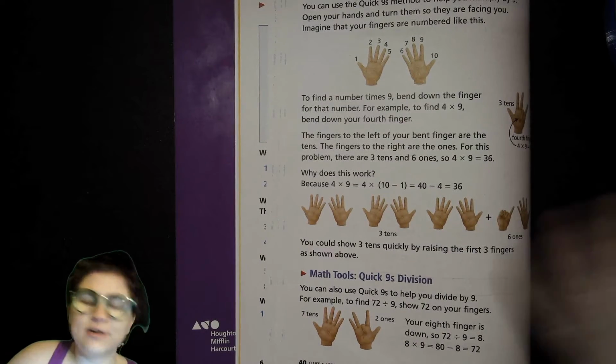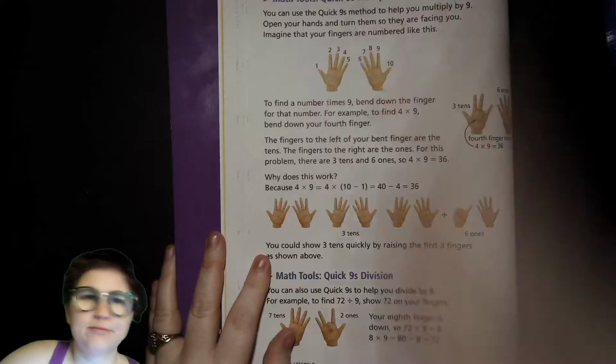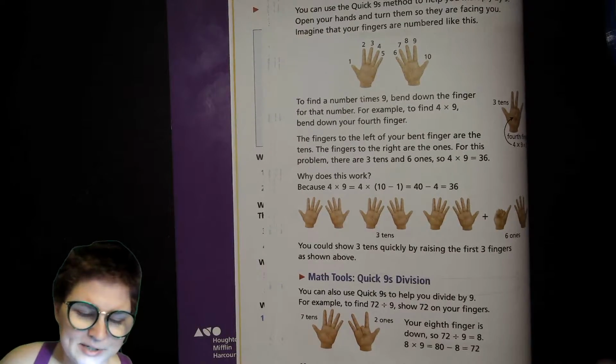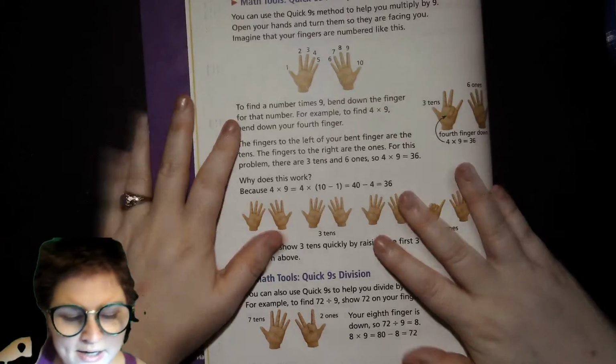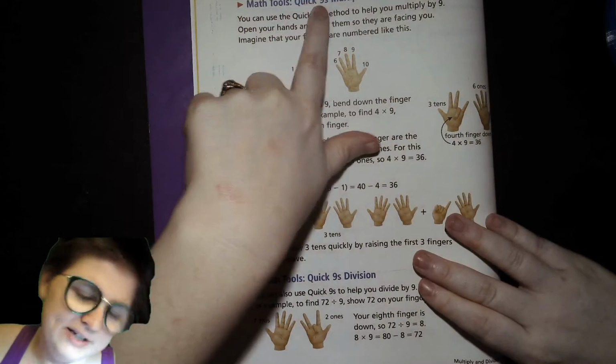But if it doesn't, you can go the rest of your life without fully understanding this trick. But I do think it's really neat and really fun. So, I'll read the page and then we'll practice it together. Math tools. Quick nines multiplication.